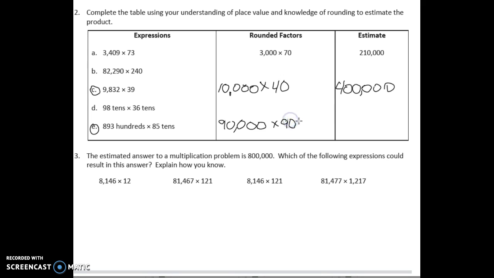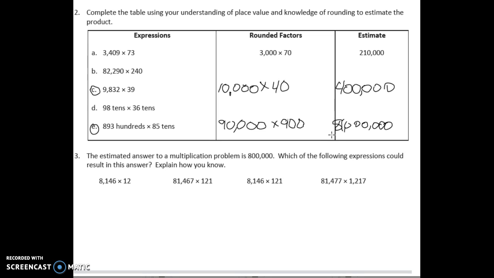95, or 90 in this case, 90 tens. There's a 0 to represent your tens. 9 times 9 is 81. And now how many zeros? I'm counting 4 in the first number, 2 more, that gets us 6. 1, 2, 3, 4, 5, 6 zeros. So our estimate in that case is actually going to be 81 million. In this case, 81 million.